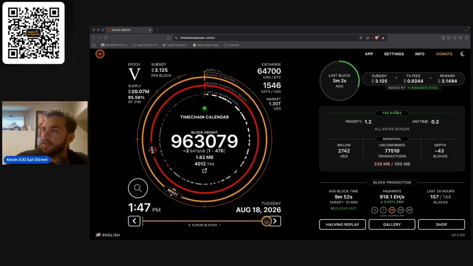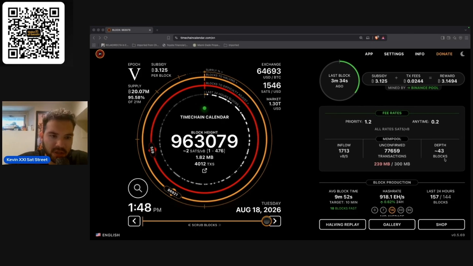But anyways, let's move down below to the inflow. The inflow means how much new transaction data is hitting the mempool every second. It ticks all over the place. And then next we have unconfirmed transactions, everything piling up, waiting to be mined into a future block. Then we have the depth: how many blocks' worth of transactions are waiting in line, and the total size in megabytes.